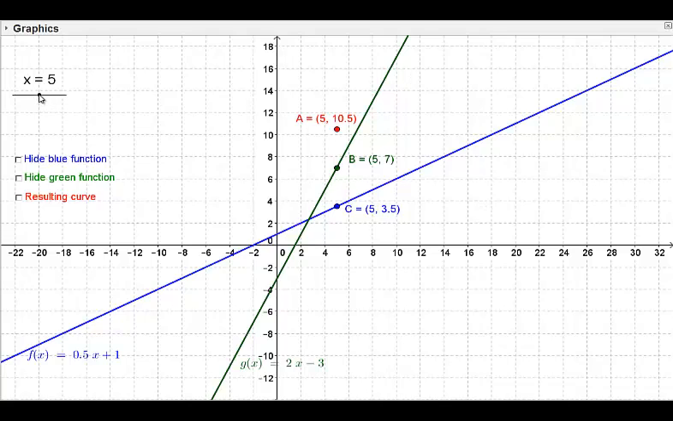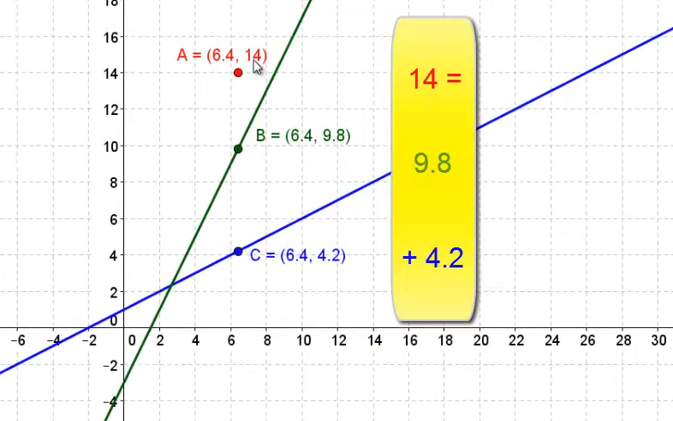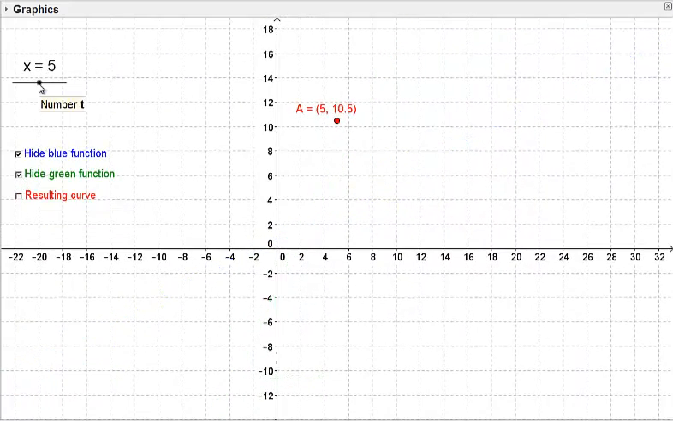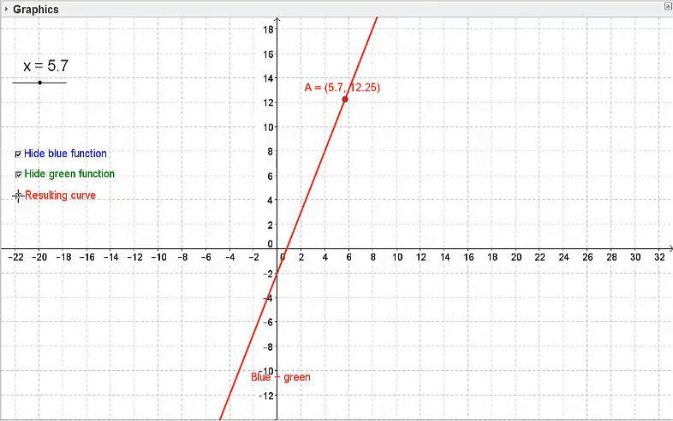And I can change the x-coordinate over here with this slider. As I change the x value, you can see that that relationship is maintained. No matter how much x is, the y-coordinate for the red point is the sum of the y for the green and the blue. Keep your eye on the red point. As I change the value of x, what kind of function is that red point forming? You can actually see by clicking on the resulting curve that it does in fact form a linear function.